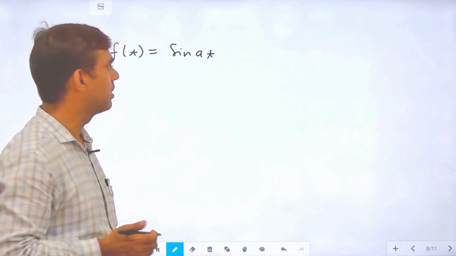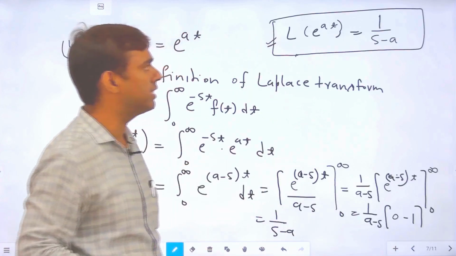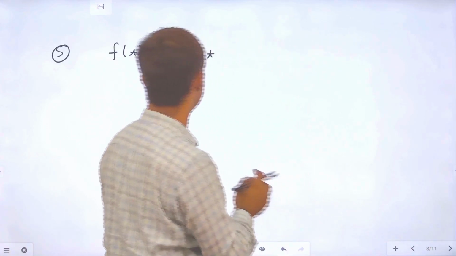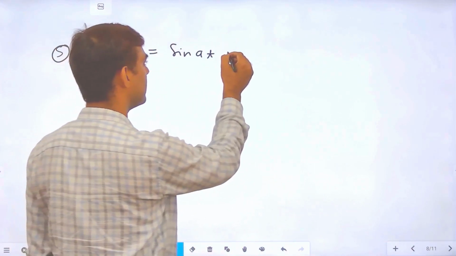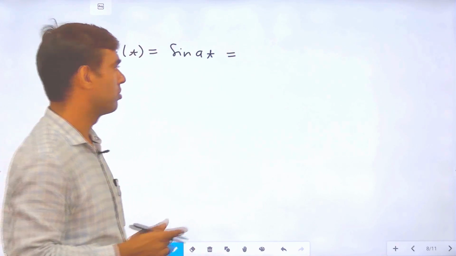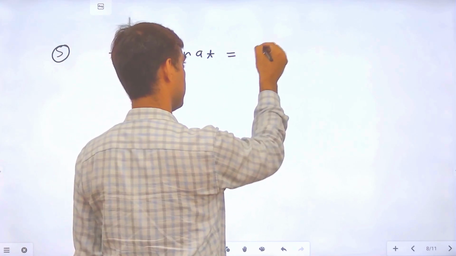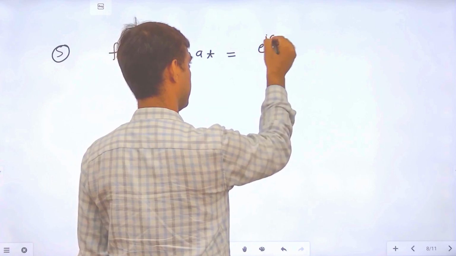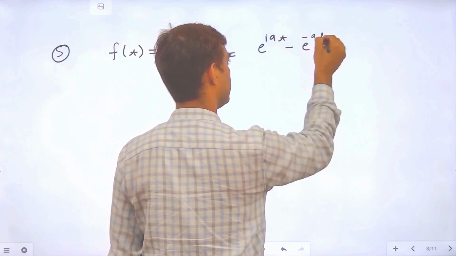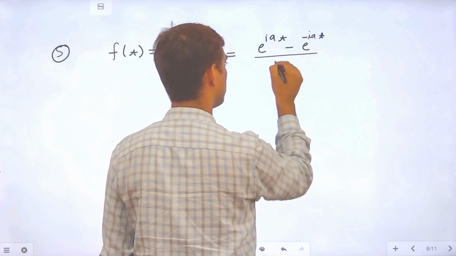Another way: because we know that the Laplace transform of e to the power at is 1 upon s minus a, we can write sin at in exponential terms. So, what is the value of sin at? Sin at can be written as e to the power iat minus e to the power minus iat, upon 2i.